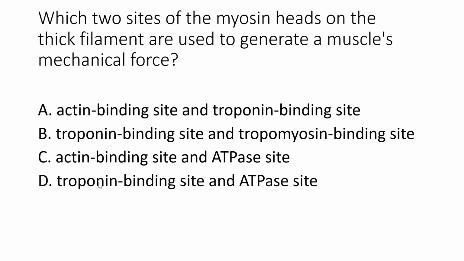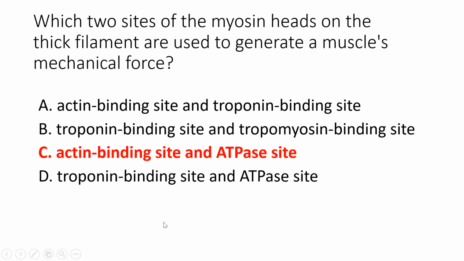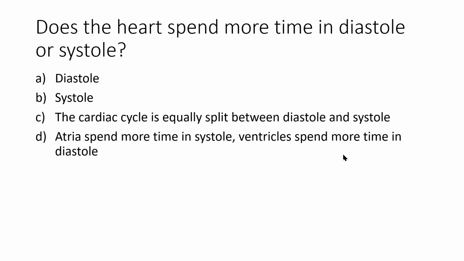So option C, remember the myosin heads were like those little golf clubs that kind of wrapped around each other. They had two binding sites, one to bind onto actin and one to bind the ATP to energize those myosin heads. So that's going to be option C. Alrighty, let's look at another.